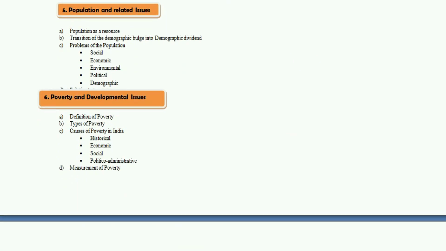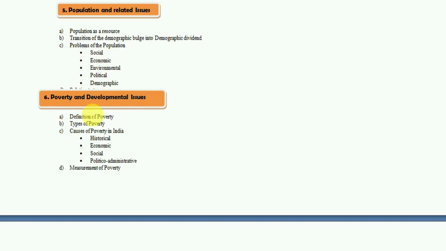The next chapter is the population and the related issues. So here what we have to see is that we have to emphasize population as a resource, and at the same time we have to analyze the transition of Indian population from a demographic bulge to demographic dividend, and what initiative we have to take to tap this demographic dividend also. Besides that, we have to focus upon the different problems faced by our population, whether it is social, economic, environmental, political, or demographic problems, and the initiatives taken by the government to solve all these problems.